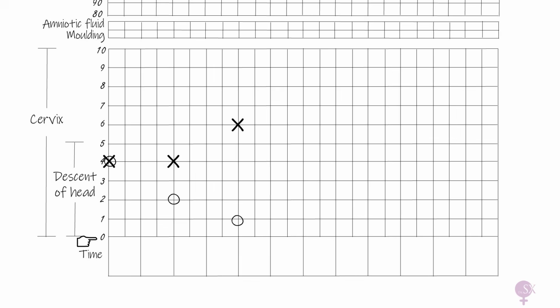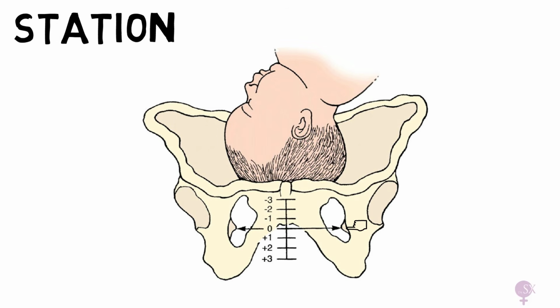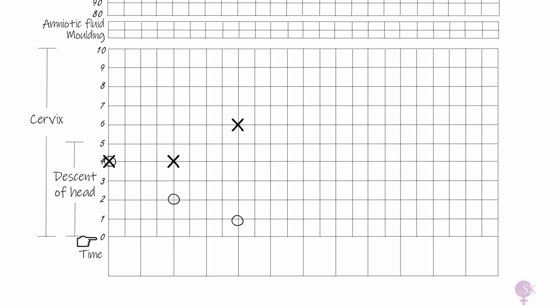So, as a quick recap, station is described to be at 0 at the level of the ischial spines. -1 refers to 1 centimeter above the ischial spines, and so on, and +1 refers to 1 centimeter below the ischial spines. Okay, so back to the partogram again. So, this vaginal assessment is performed every 4 hours, unless otherwise indicated.